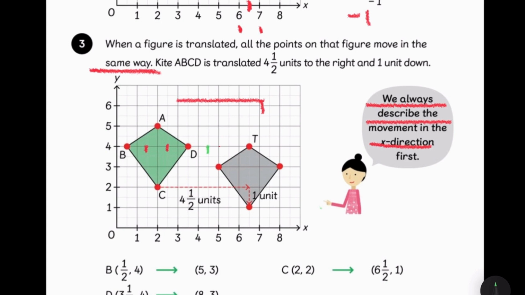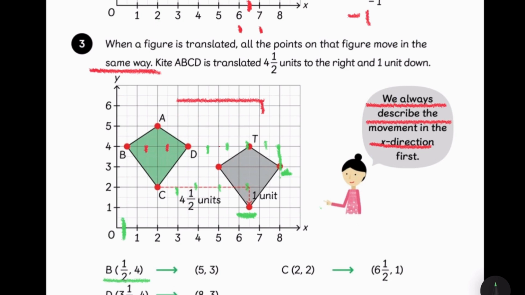Finally comes my C. Again, I have done that. 1, 2, 3, 4, and -1, 1 down. So my coordinates for B are half, you see this? Half on the x-axis and the y-axis is 4. What did it become? It became 5 and 3. So that is how my translation happened.